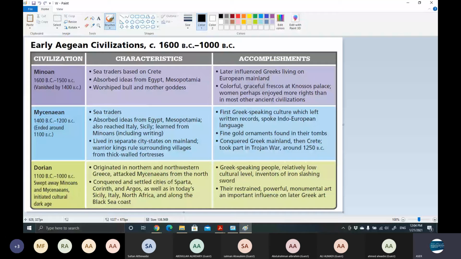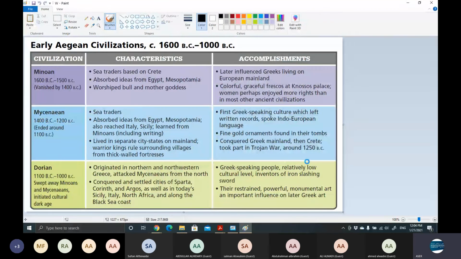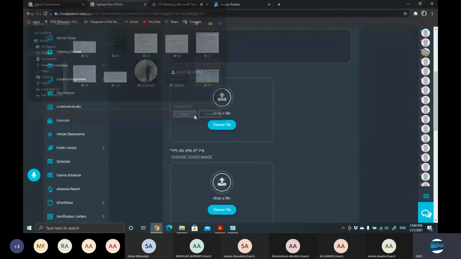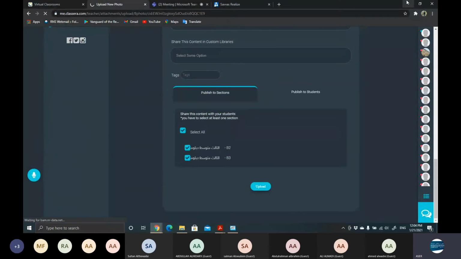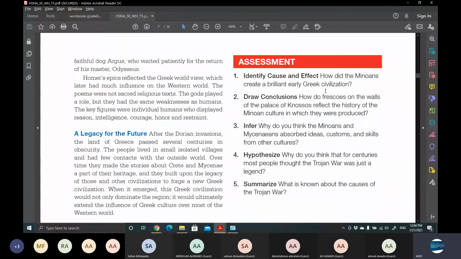So once again, the Minoans created a brilliant early Greek civilization by trading with other civilizations like the Egyptian civilization and also the Mesopotamian one, and they included some of the inventions of the Mesopotamian into their civilization. By that, they affected later civilizations of the early Greek ones.